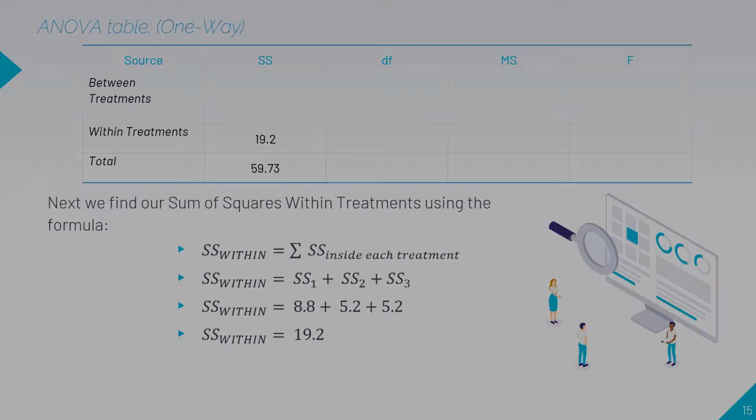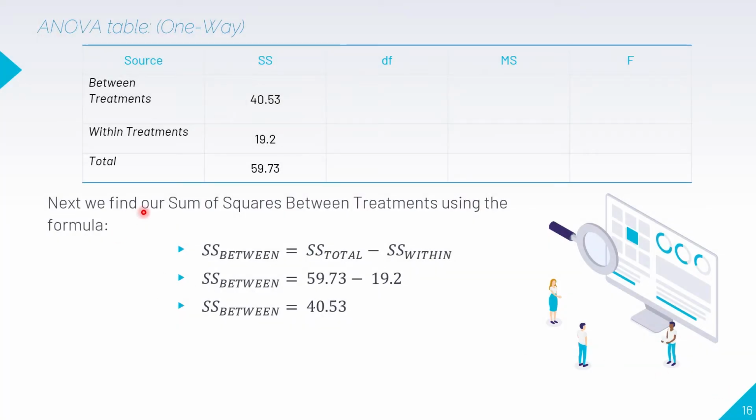Next, we need to find our sum of squares between treatments using the formula SS between is equal to SS total minus SS within. So we need to take our sum of squares total minus our SS within treatments. So we have 59.73 minus 19.2. We have our SS between equal to 40.53.